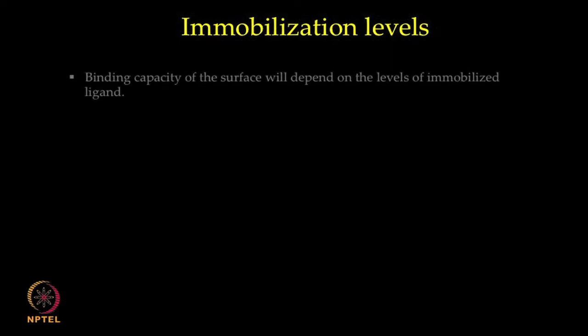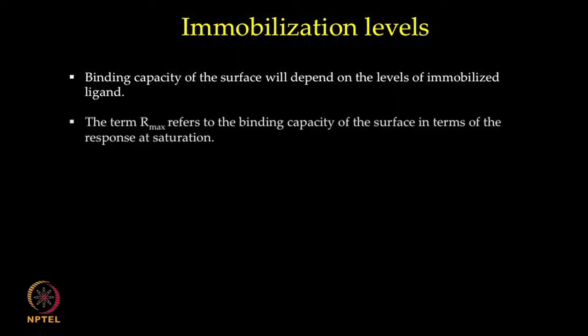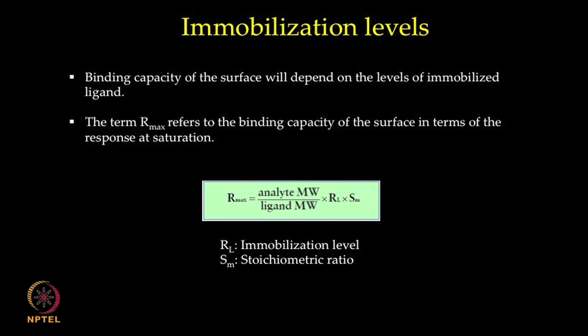The binding capacity of the chip surface will depend on the levels of immobilized ligand. The term maximum response, referred to as Rmax, is described as the binding capacity of the surface in terms of the response at saturation. A theoretical Rmax value can be calculated using the formula shown below, where RL is the immobilization level and SM is the stoichiometric ratio.